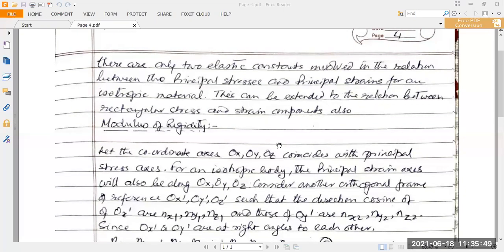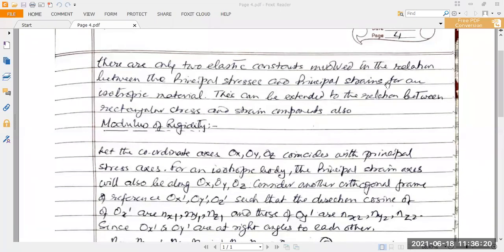Let us start today's work. In the last class, we discussed modulus of rigidity to a certain extent. We know from our early strength of materials classes the definition of modulus of rigidity: shear stress is proportional to shear strain, where the constant of proportionality is defined as the modulus of rigidity of that particular material.